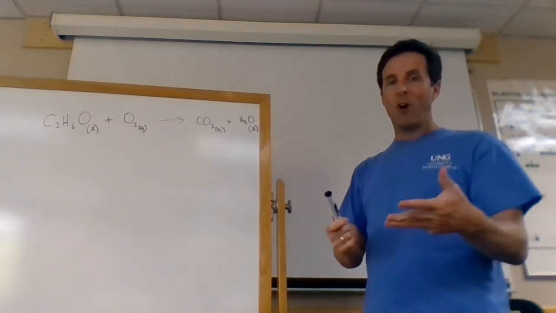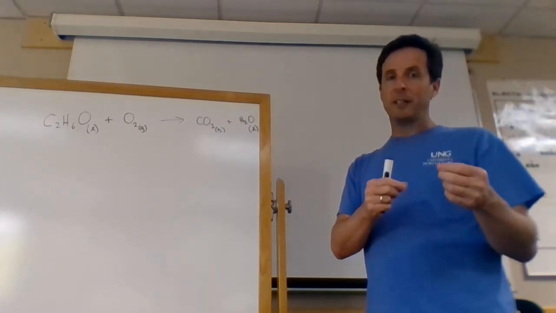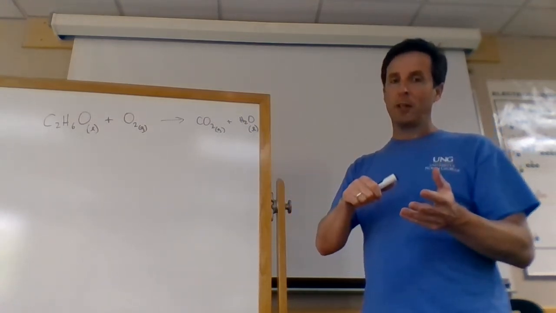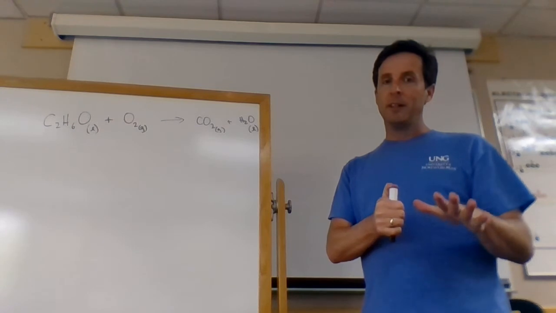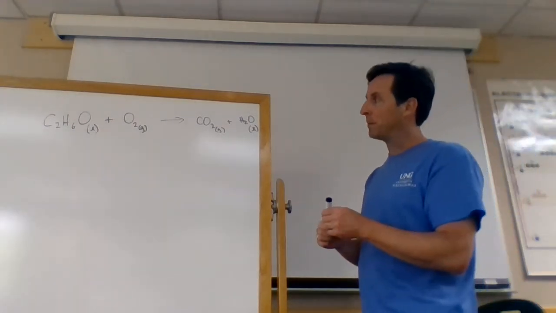If it counts it wrong and you can't figure out what else is going on, think about the physical states and make sure that for water, sometimes it's going to want it to be gas, sometimes it's going to want to be a liquid. I wish it was more consistent, but it's not. It kind of goes back and forth. Okay, so then I should balance my equation.